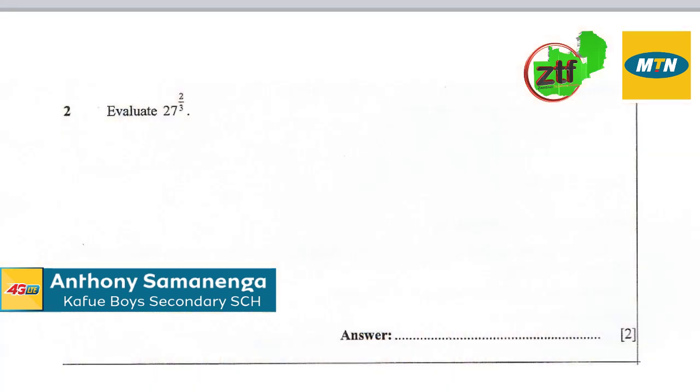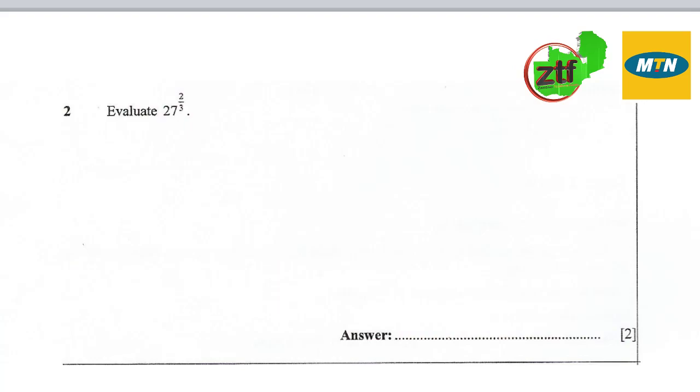Right, so now let's go ahead with today's work. We are going to look at question number 2 in the 2018 July General Certificate of Education paper. The question number 2 states, evaluate 27 raised to power 2 over 3. We want to start on a very slow note, and then we'll build up from there and see how best we can build up the concepts.